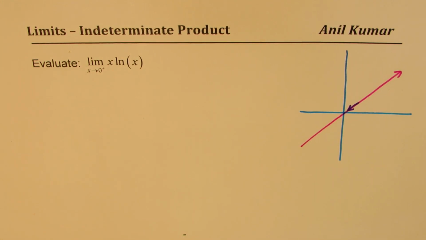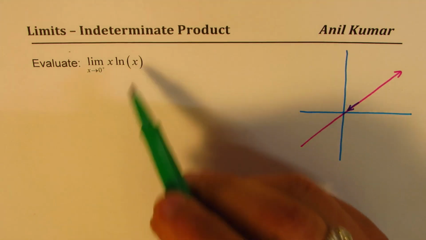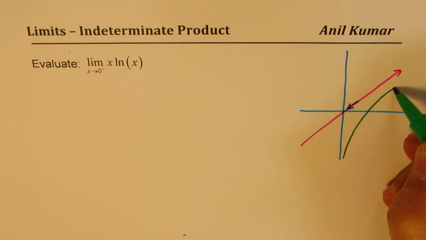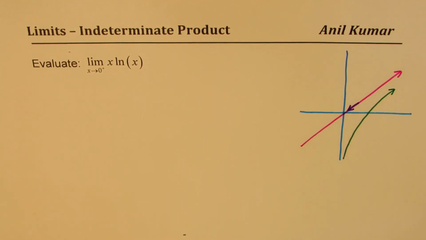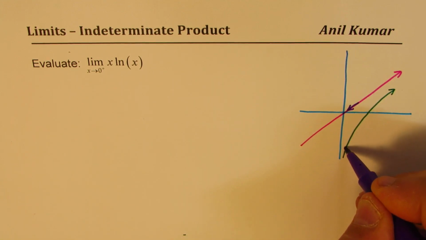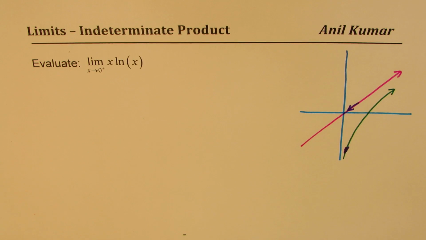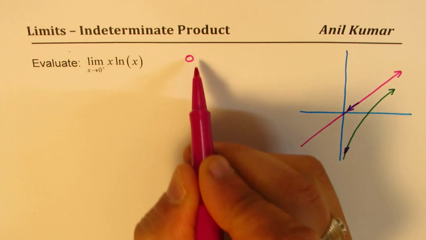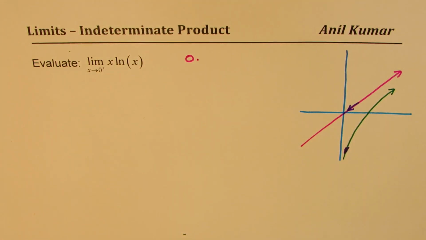The other graph is ln x. So ln x is kind of like this, right? So let's just draw this much. And as you can see, we are actually seeing that as it approaches 0 value, we have a situation where it is product of 0 times negative infinity, right?